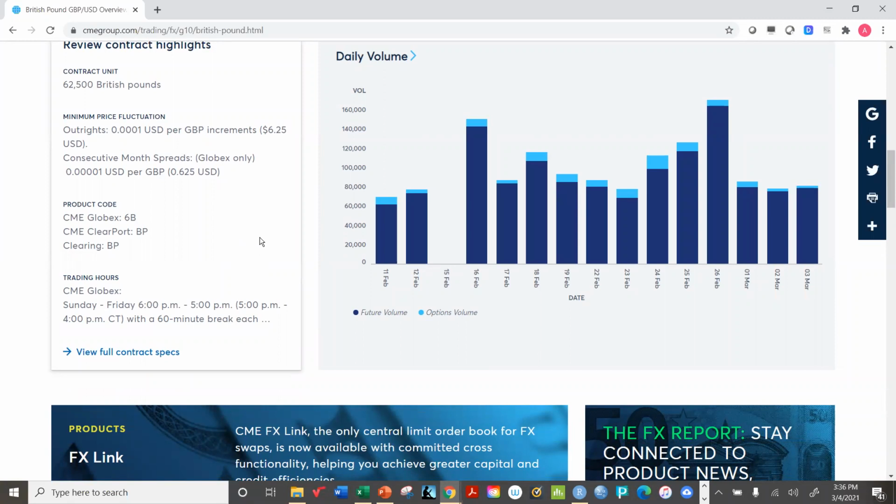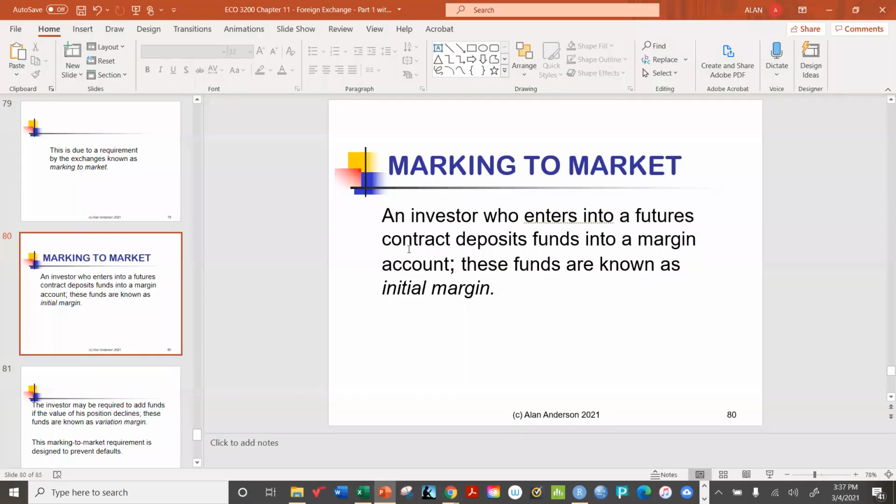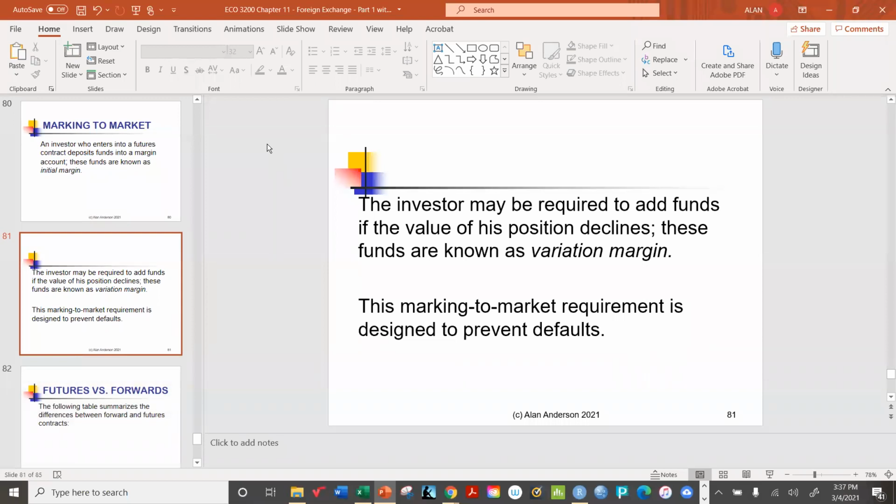But it's not normally going to be a huge amount. Like here, for example, this is worth 62,500 pounds. Let's say they're selling for $1.40 each. That means the contract is written on $87,500 worth of pounds. The margin requirement might only be $2,000 or $3,000. It's a fairly small amount, but it's still kind of a nuisance, especially because if your position deteriorates, you could end up paying what's called variation margin, which means you're putting more money into this account. And if you can't come up with the money, they will actually close out your account. So that could be a real nuisance.